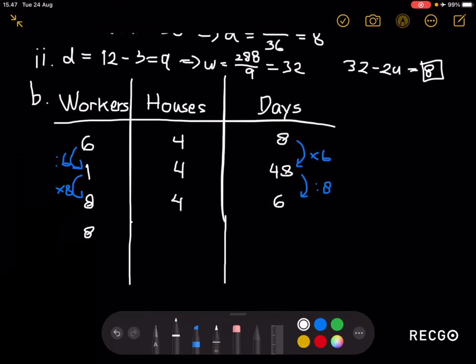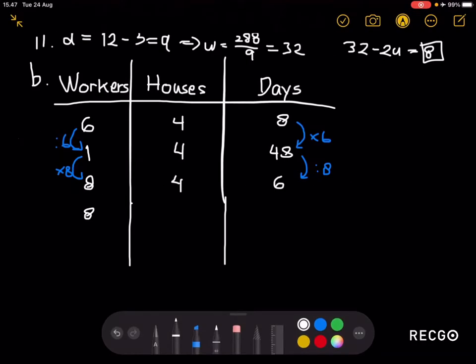Next, I'm going to change the number of houses. What happens if I change the number of houses to be 1? The number of workers still stays the same, which is 8. Notice that the number of houses built is directly proportional to the number of days. So if I divide the number of houses by 4, I must also divide the number of days by 4. So this will be 1.5 days.